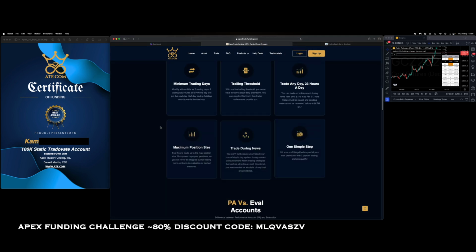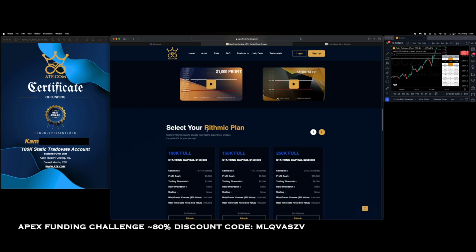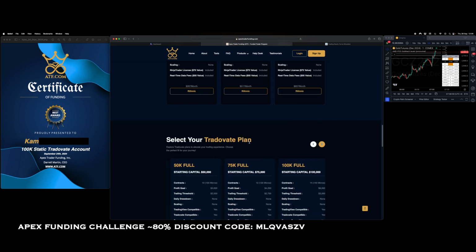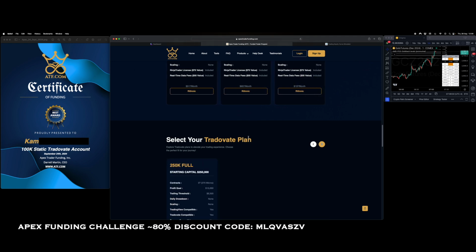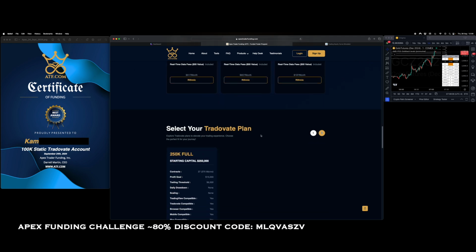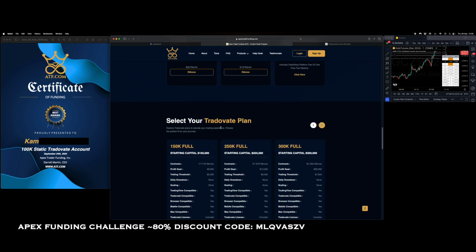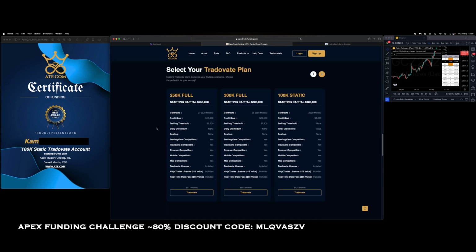Now, there are basically two types of challenges. Okay, first you have to select your broker, whether it's Rhythmic or TradingView. I went for TradingView because I trade my personal funds with TradingView. So I was very familiar with the spreads, very familiar with the contracts that are supported. So it was a no-brainer for me to select TradingView with Apex. Once you select your broker, you then have to decide between the two types of challenges.